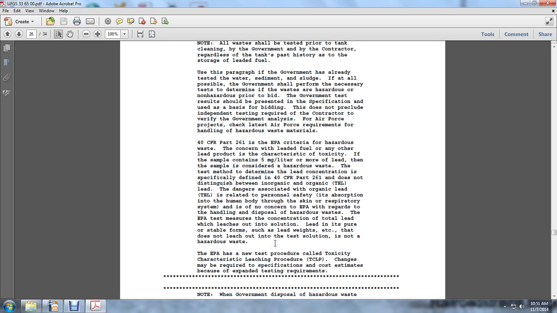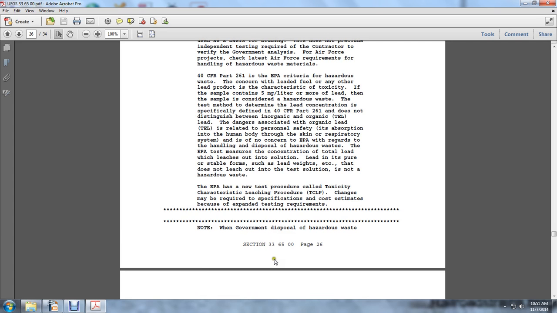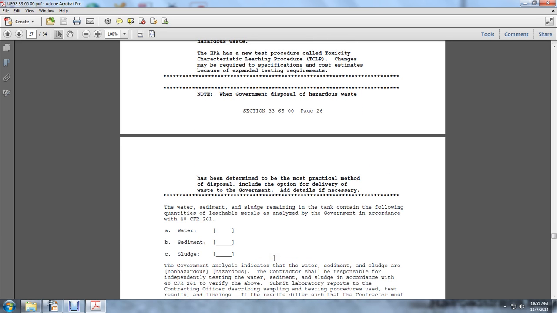The toxicity characteristic leaching procedure changes and may be required in specification cost estimates because of the expanded testing requirements. Note that disposal of hazardous waste has been determined to be a practical method of disposal, including operational delivery and the waste of governments and details entitled.